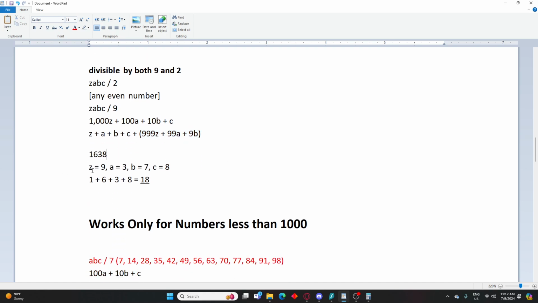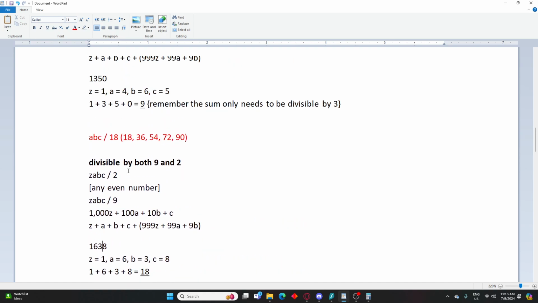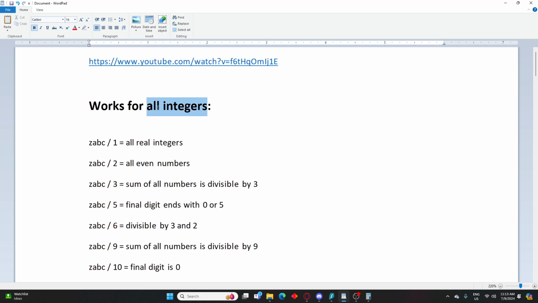So my example here was 1638. Why is this? None of this is right. I guess I didn't update it, because I did change some of the numbers around, so my bad. There we go. So 1 plus 6 plus 3 plus 8, that is 18. 18 is divisible by 9. And because this number is even, we know it's also divisible by 18. So that's it for all of the stuff that always works for all integers.